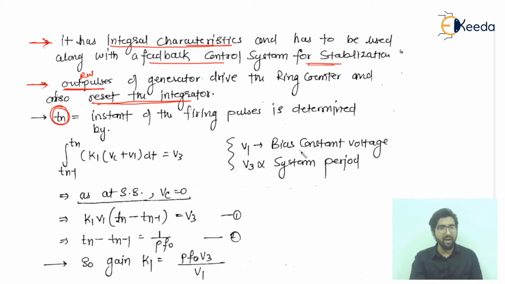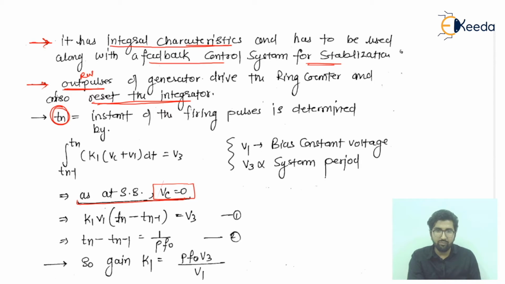What is V1? This is the bias constant voltage. What is V3? It is the output voltage where the conversion happens, and it is proportional to the system period. V1 is your bias constant voltage, please remember this. At the steady state condition, we have an initial condition, and that is Vc equal to 0. So at the steady state condition the control voltage is going to be 0, and that we use generally.